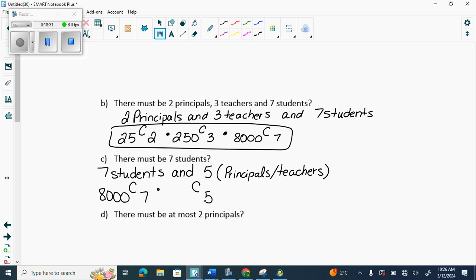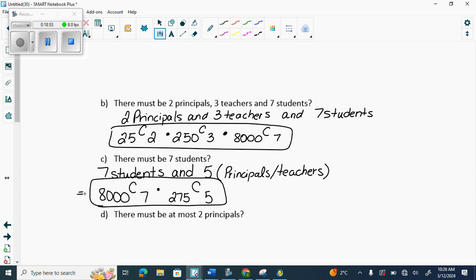Principals and teachers. How many of them are there? 275. Could they all come out as principals? Sure. Could they all come out as teachers? Sure. They didn't specify any of that, right? That's why I can lump them together, because it doesn't matter. It just can't be students. So it's leftovers. The next one says there needs to be at most 2 principals.